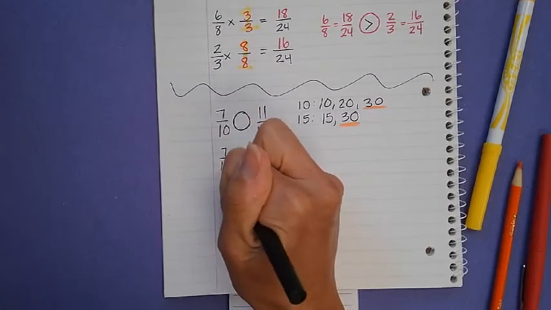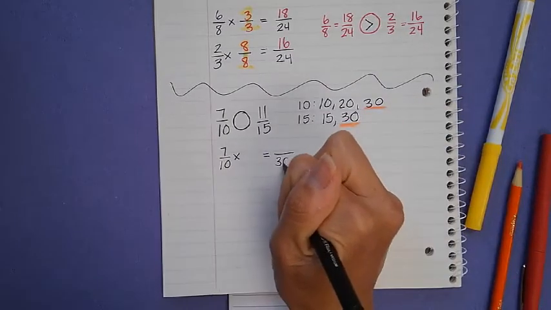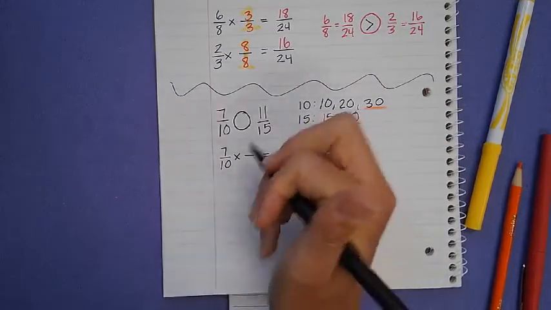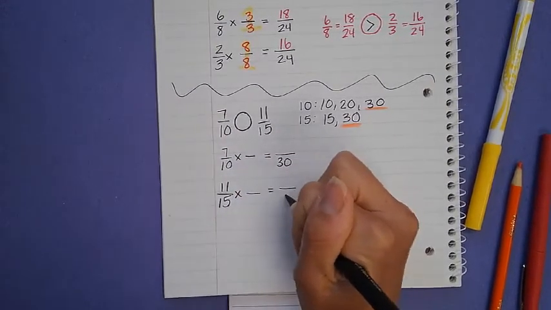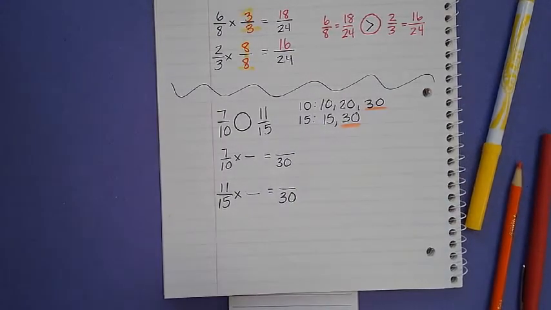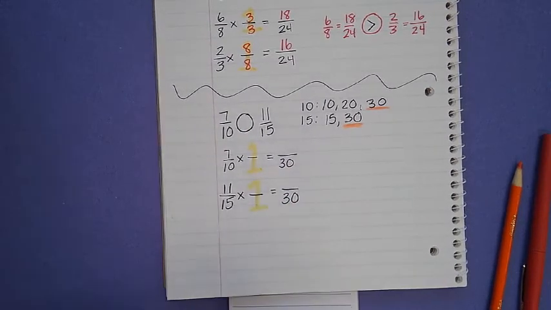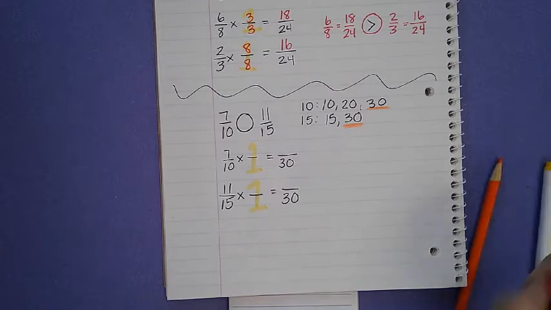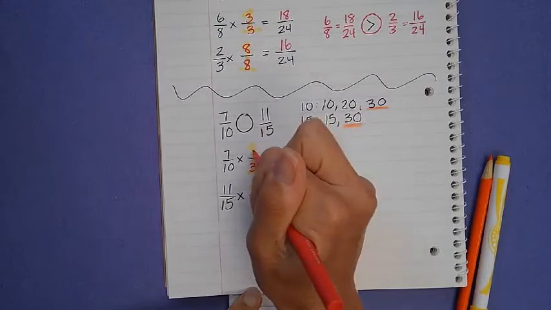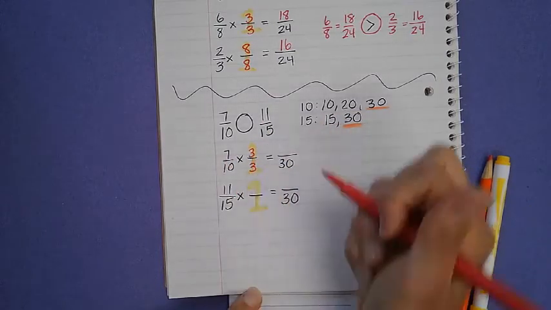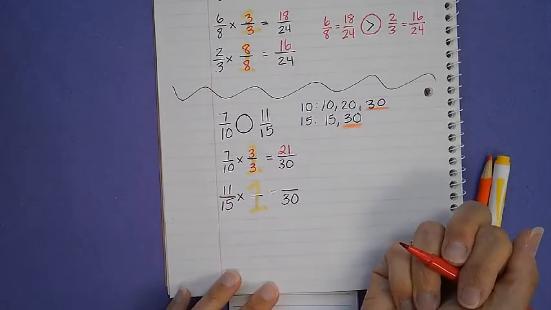So I do need to change these two to common denominators of 30, and I'm going to multiply by a fraction equal to 1 as always. Same thing with 11/15. I'm multiplying by something to get me to a denominator of 30. I'm drawing my 1 behind because I always want to make sure I'm remembering that I'm multiplying by a fraction equal to 1. So 10 times something equals 30, and I know that's 3. So I have to do the same thing on the top. 7 times 3 is 21. So 7/10 is equivalent to 21/30.